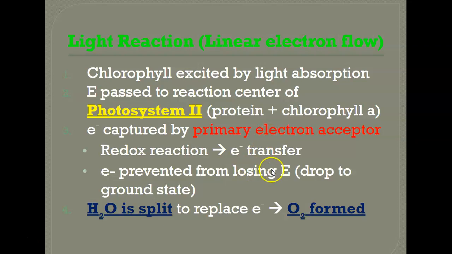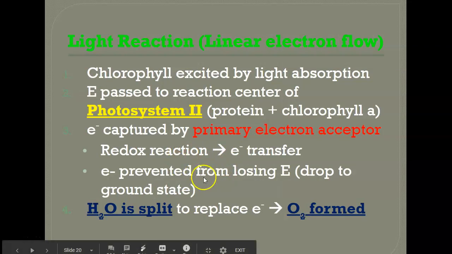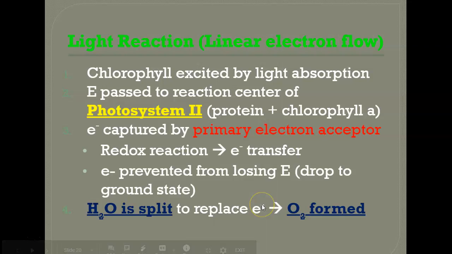And when that happens, it keeps those electrons from naturally falling back down to a ground state, like we had seen before in isolation. So those electrons right now have the potential to do all kinds of work. But this doesn't just happen. Those electrons have to come from somewhere, in the sense of you need to replace the ones that you use. So this is where water comes in. Water is split in order to replace the electrons that were lost.